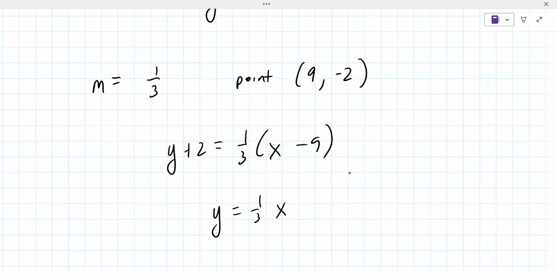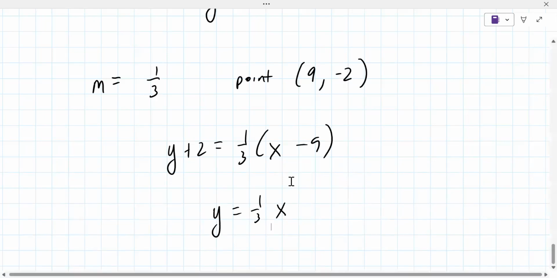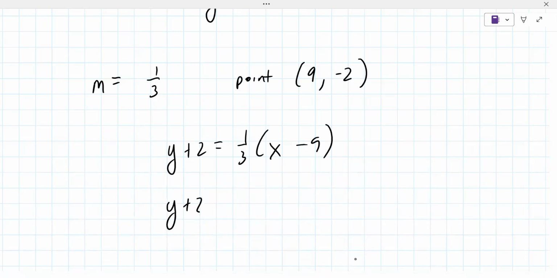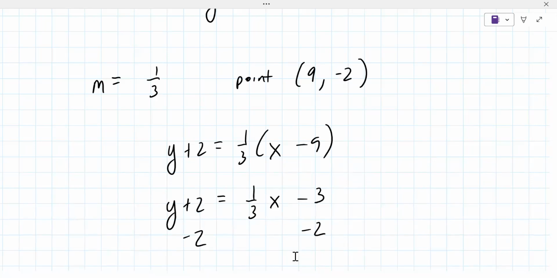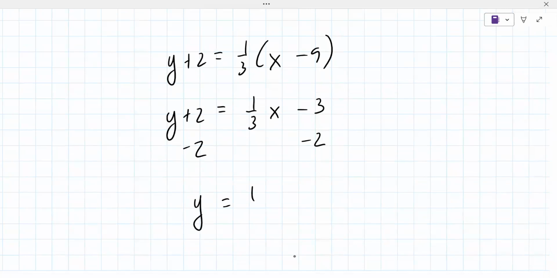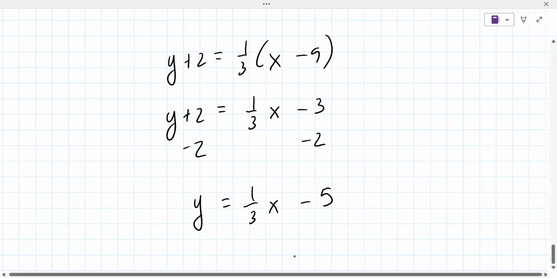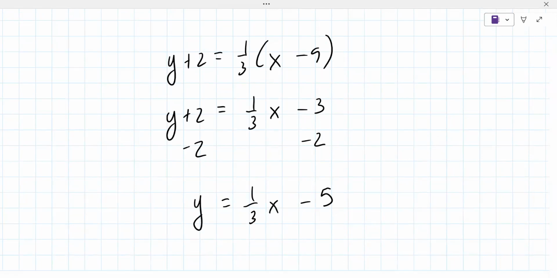So it's -3. So this becomes, I think you got some sign issues here. y plus 2 equals 1/3 x minus 3. Subtract 2 from both sides and you get y equals 1/3 x minus 5, like that. Oh, okay. Yeah, you said plus 5. I don't know, maybe you just misspoke. Not sure.